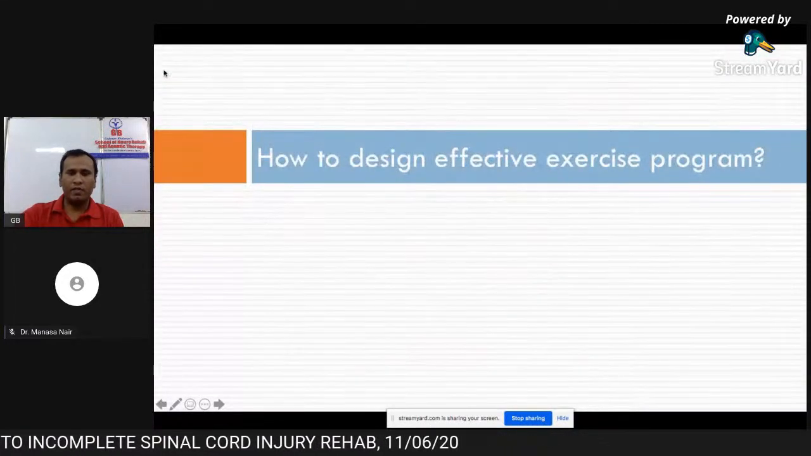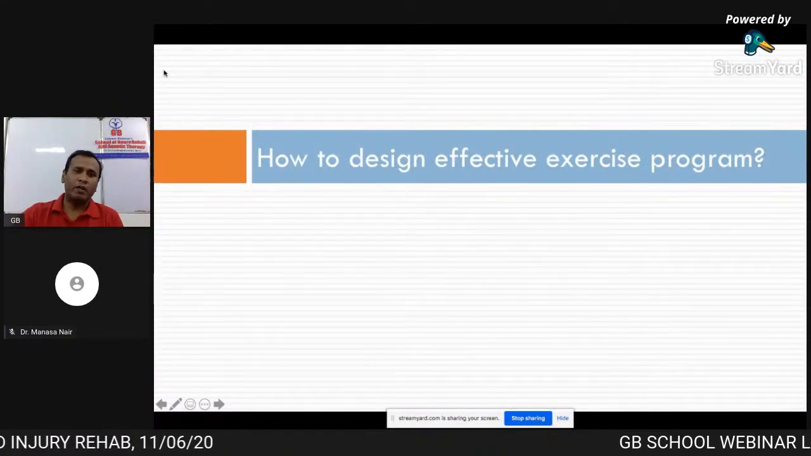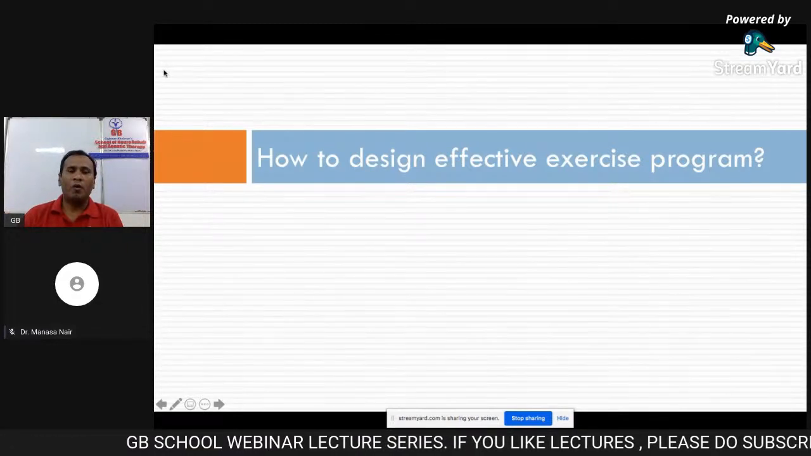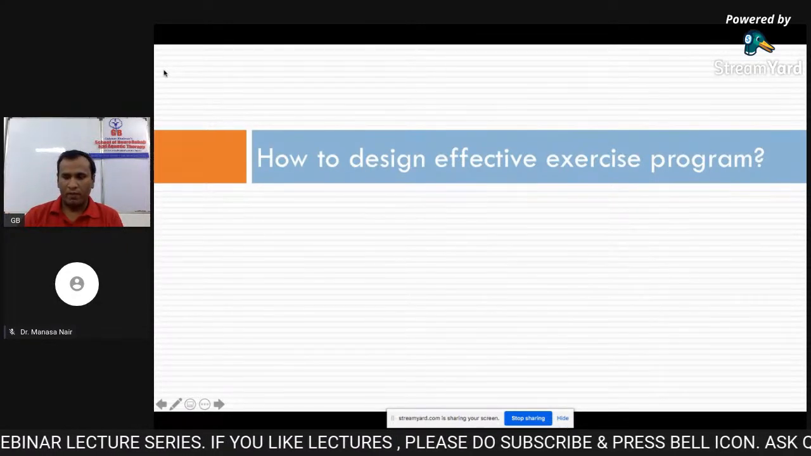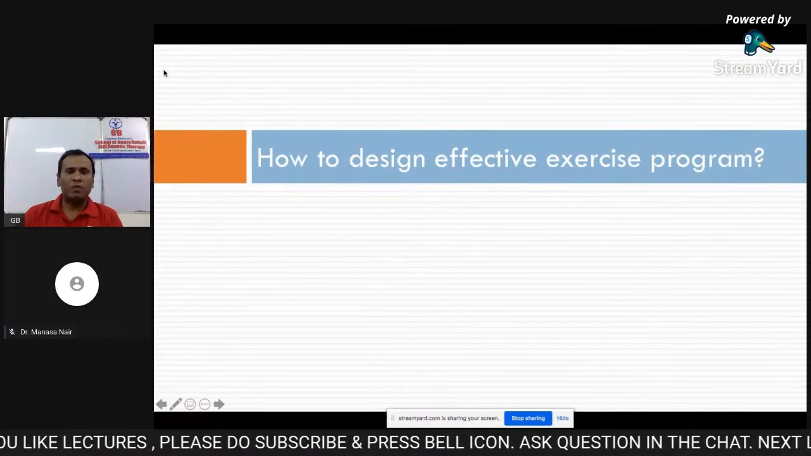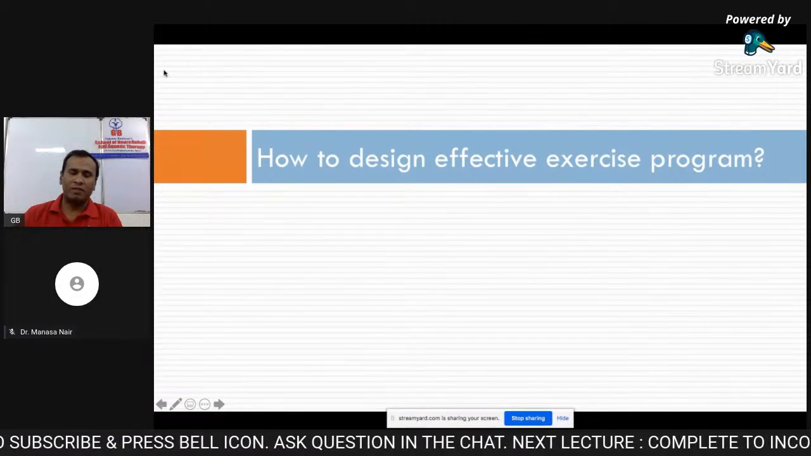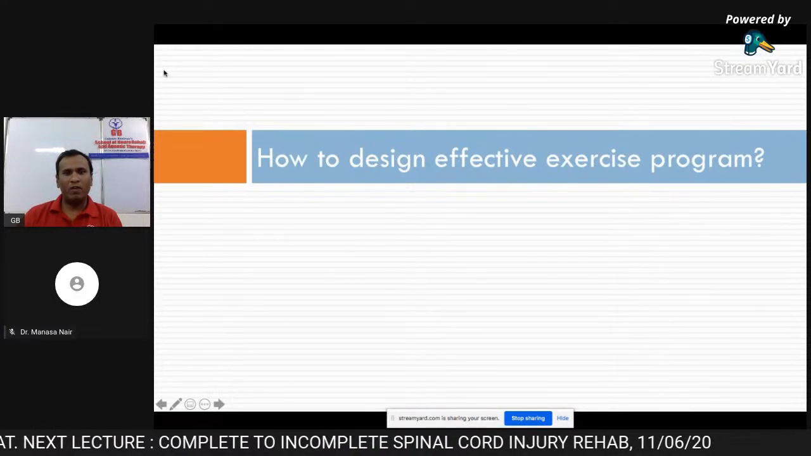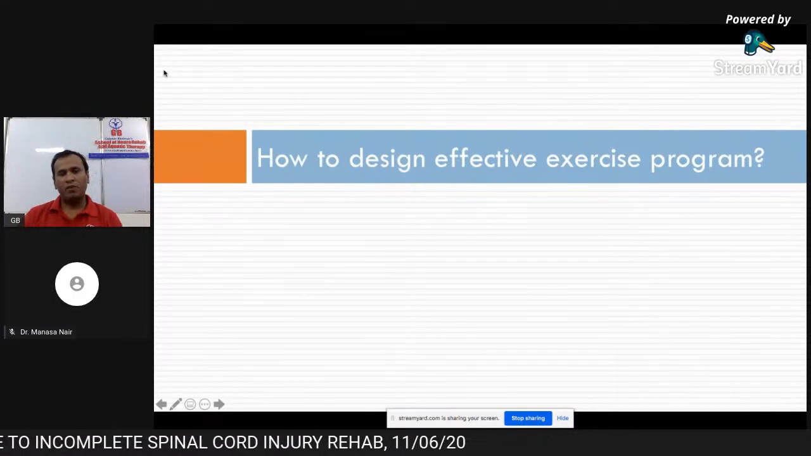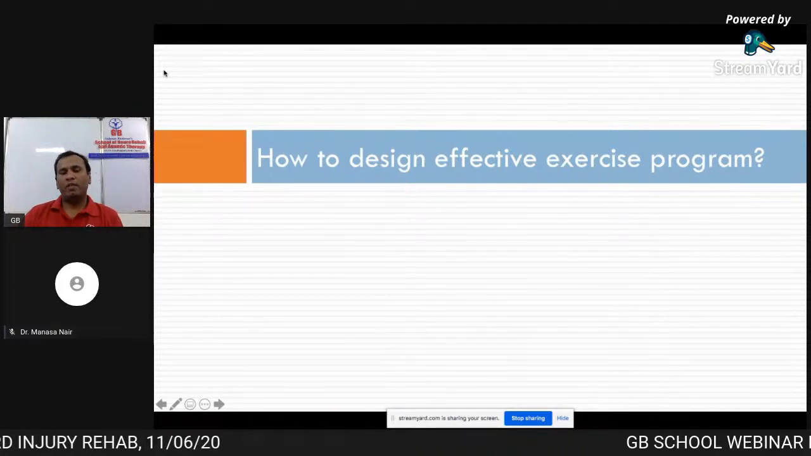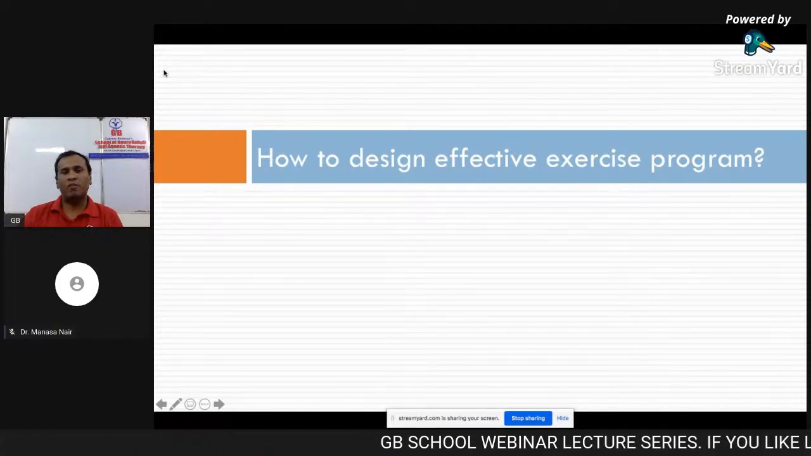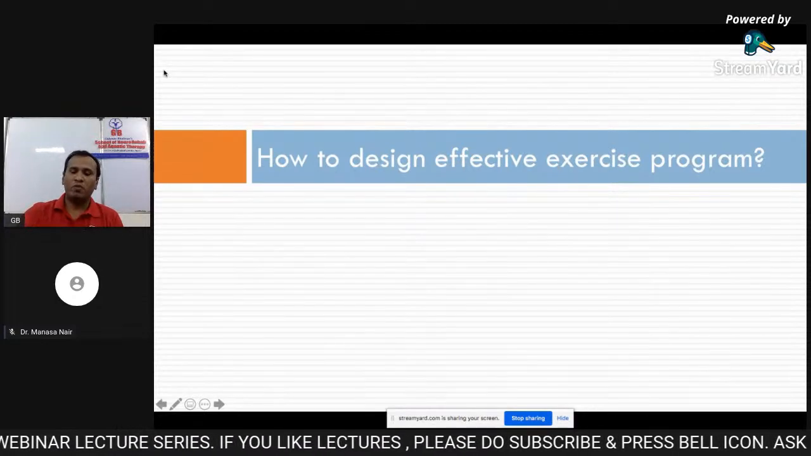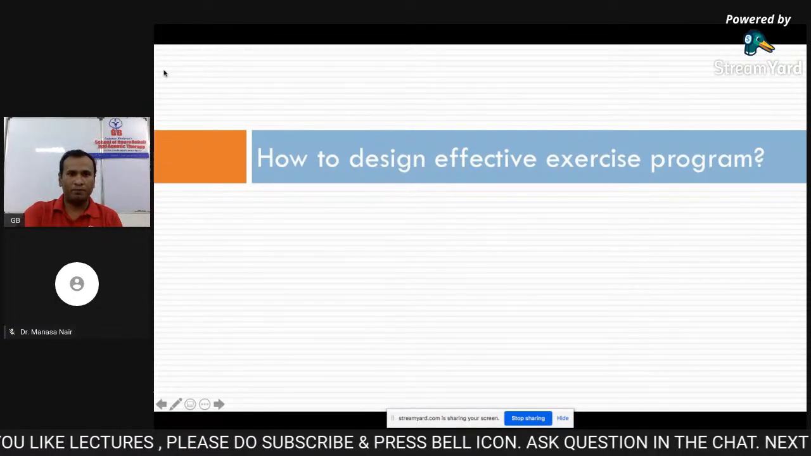So the first question which is commonly raised in our minds is, how do we design an exercise program? Usually we do not use the word design with exercise prescription, we commonly use the term exercise prescription, but I use the phrase designing of the exercise program, because this design has to be very specific to the needs of the patient, his goal, our goal, and his role in the community.